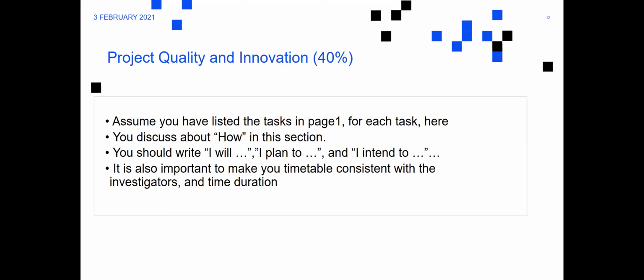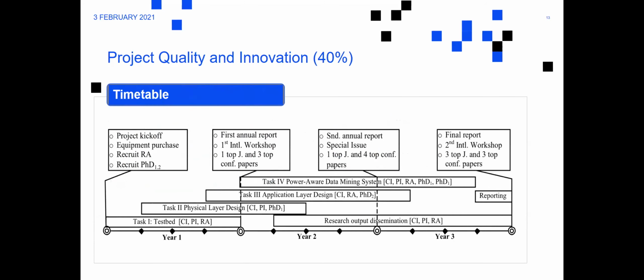So I didn't tell you how to write your proposal excellently, but I try to talk about how to avoid some problems. It's also important to make your timetable consistent with your investigators and the time duration, because this part you need to think about carefully. Some people can decompose tasks into subtasks and say how to solve them. And the timetable is also very important.